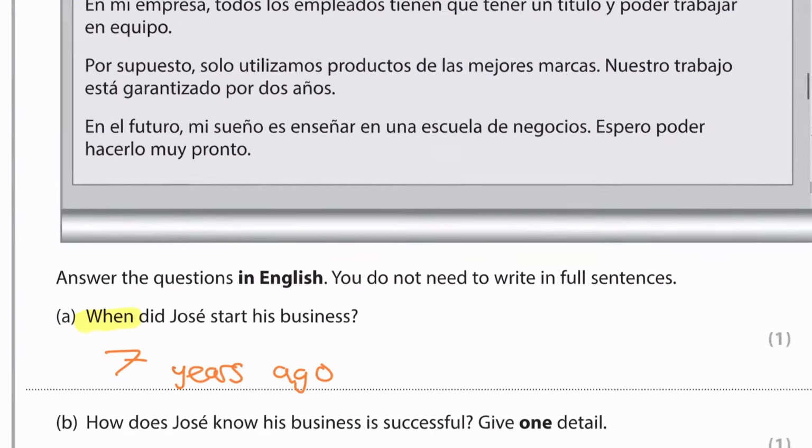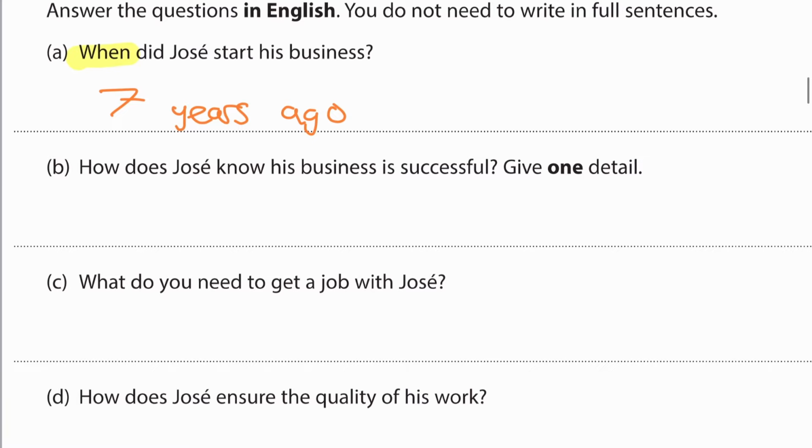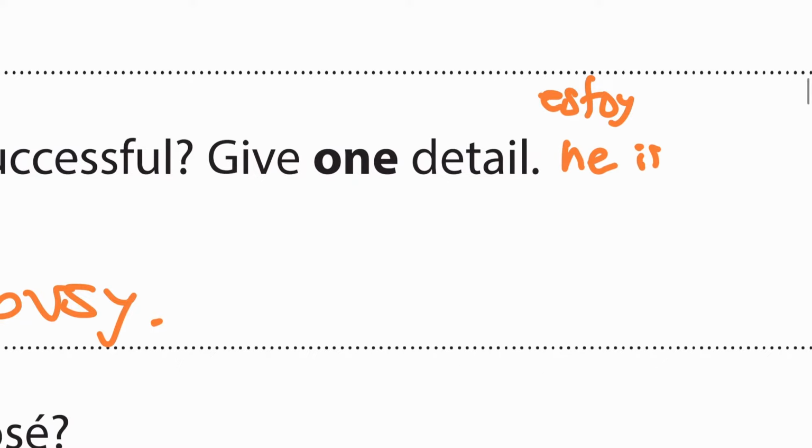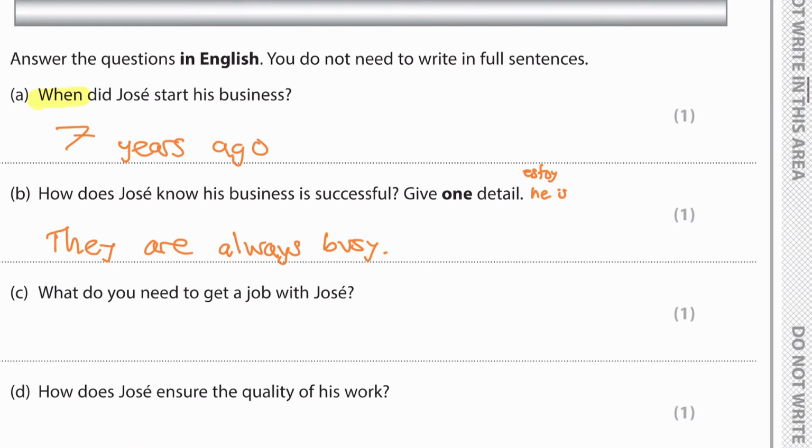Siempre estamos, so it's we. So we changes to they, so they are always busy. In the third person, we becomes they, so they are always busy. If it was, for example, estoy, I am always, then it will change to he is always busy. But because it's estamos, it's going to be they.